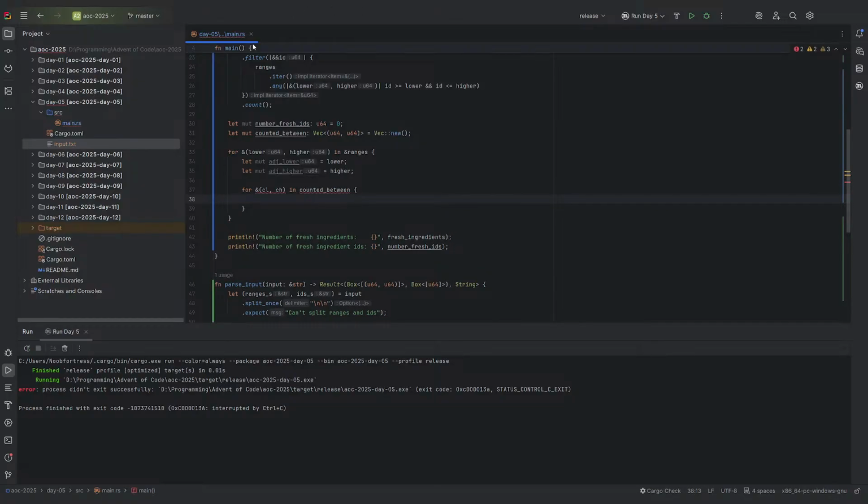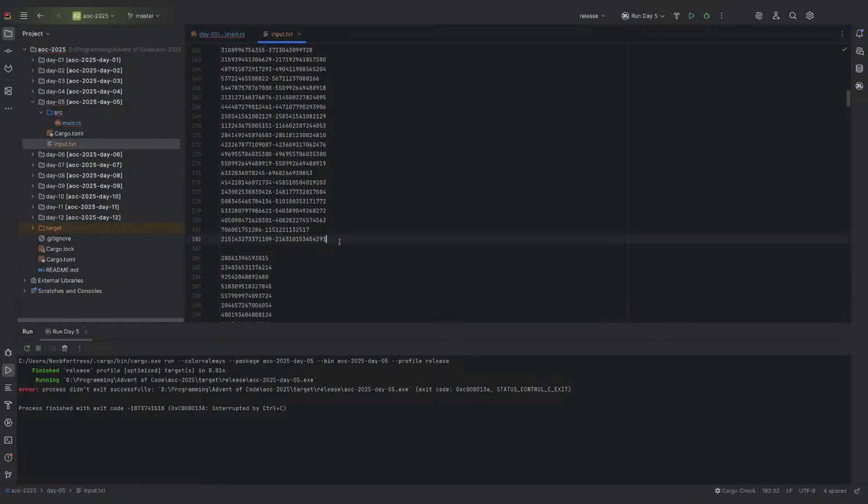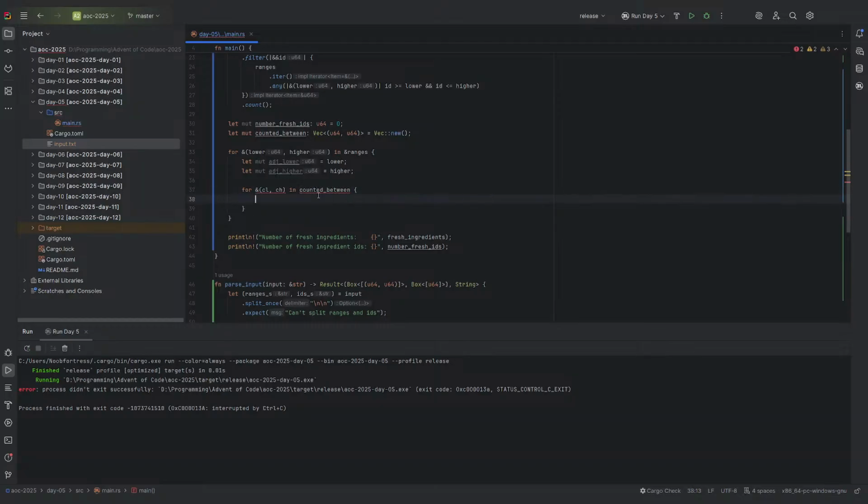I mean, at the end, in the true input, there's only 180 ranges, right? 182. That should still be fine here. It's not great, but it could have been worse. Numbers are between lower and higher. So I might just have to adjust these bounds.